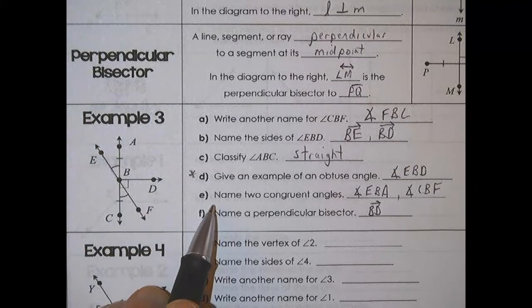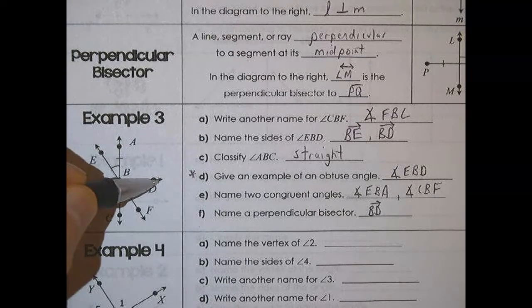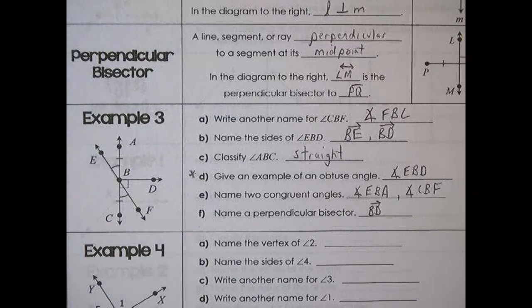Okay. Two congruent angles. Only two angles are marked congruent, so we could have chosen these two: angle EBA and angle CBF. But also you've got a couple right angles here that you could have said have to be congruent too. So you could have said angle ABD, which is 90, is the same as angle CBD. Okay, so that would be another option.